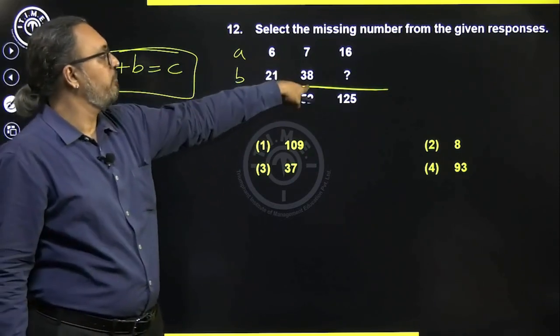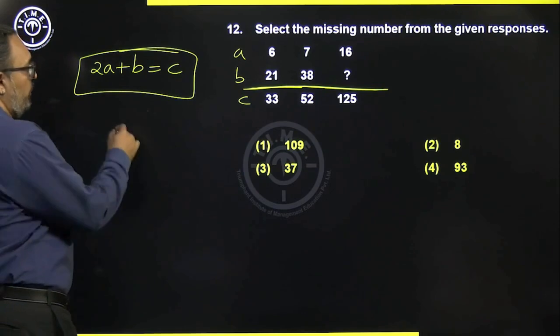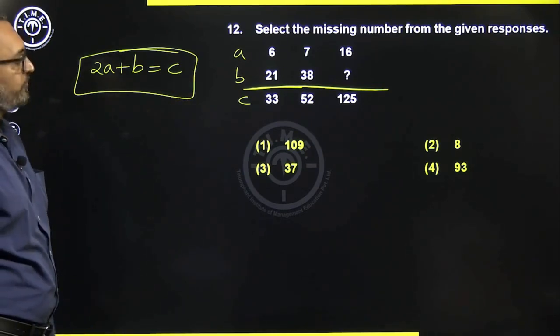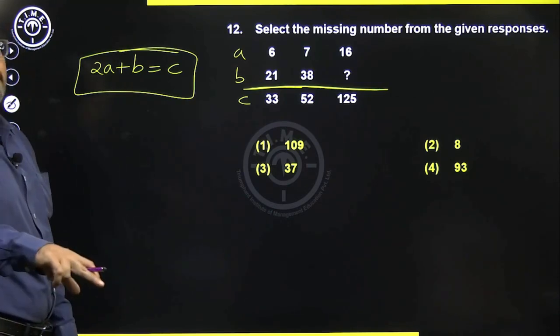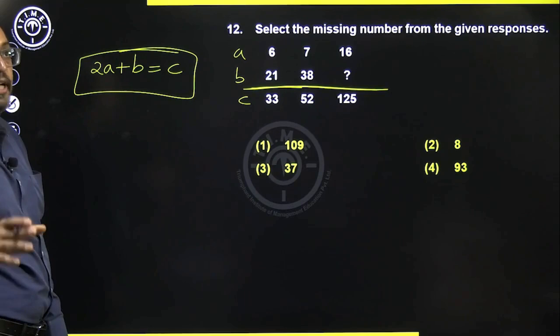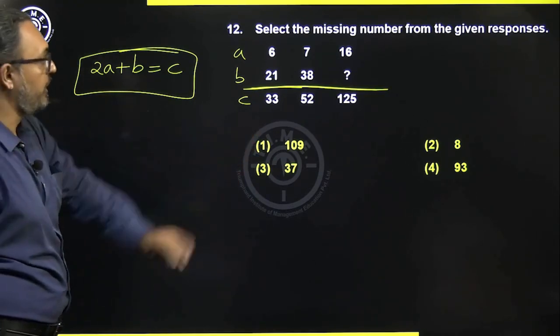2 into 7, 14 plus 38, 52. So 2 into 16, 32. So 125 minus 32 is what we need to do. So 125 minus 25 is 100, and from 25 you have 7 more, gives you 32. So basically it is 93.